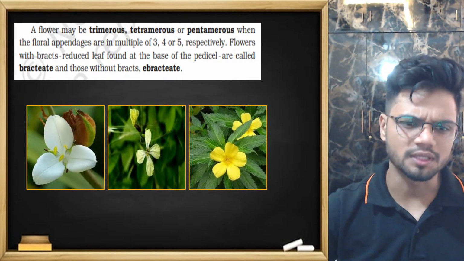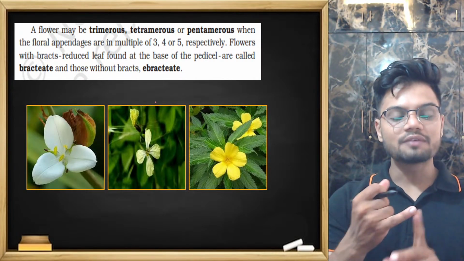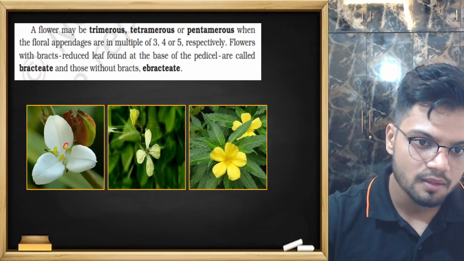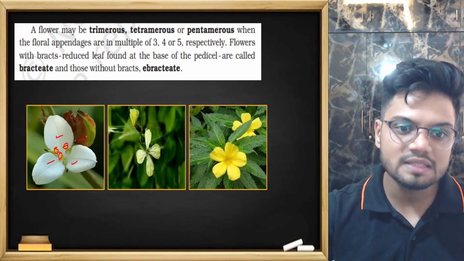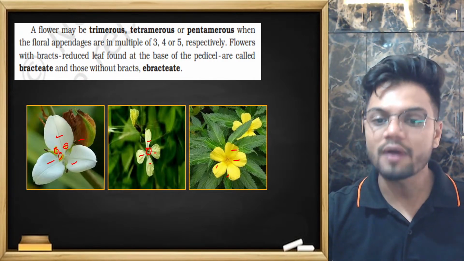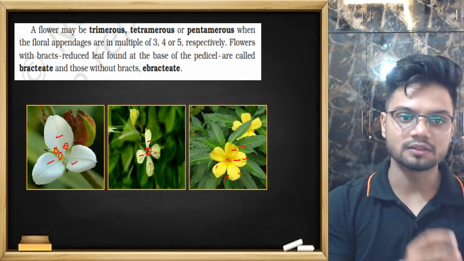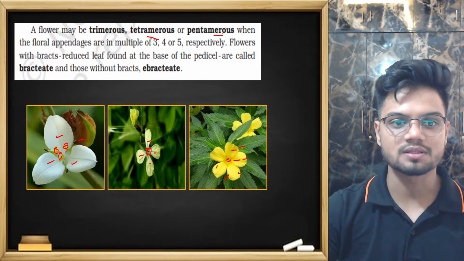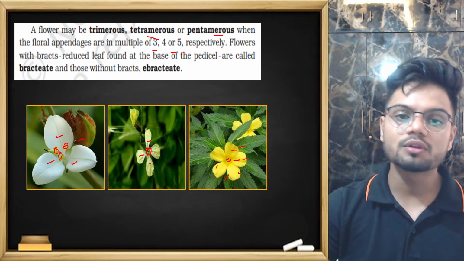Okay. Now, what is merosity? Merosity is very simple. Sometimes in a plant there will be three petals, three sepals, three stamens. Can you see here? Three stamens, three ovules, three petals, three sepals, four petals, four sepals, four anthers, five petals, five sepals, five anthers or five stamens. That is called merosity, where there is trimerous, tetramerous, pentamerous, where floral appendages are in multiples of 3, 4, 5.